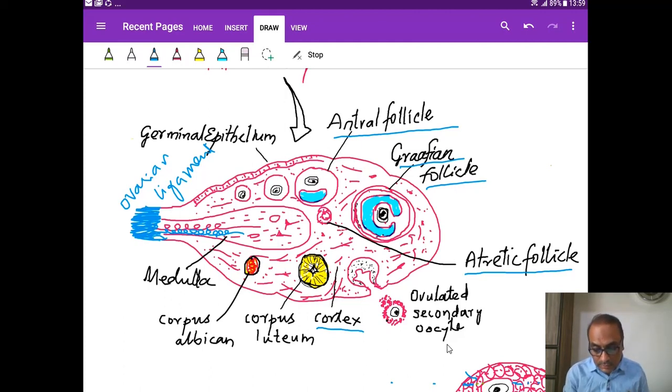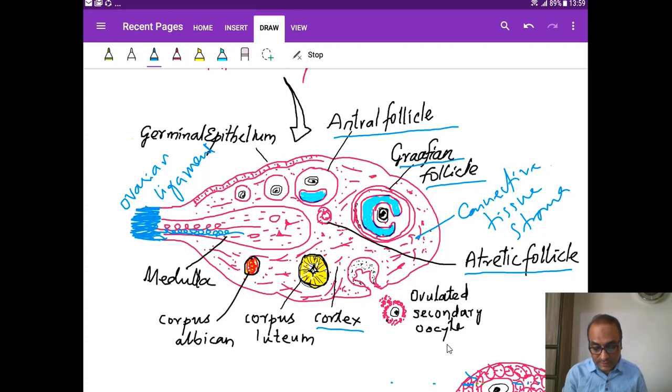Now the material in between all these ovarian follicles is the connective tissue, the stroma, in which we find collagen fibers, elastin fibers, and fibroblasts, etc., which hold all the structures of the ovary together.